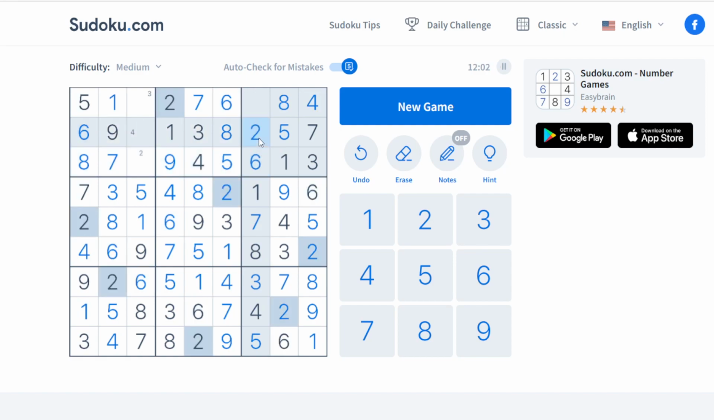We have a 2 pencil mark. This must be the 4, a 3, a 2. And it looks like the last one is going to be a 1, 2, 3, 4, 5, 6, 7, 8, 9.